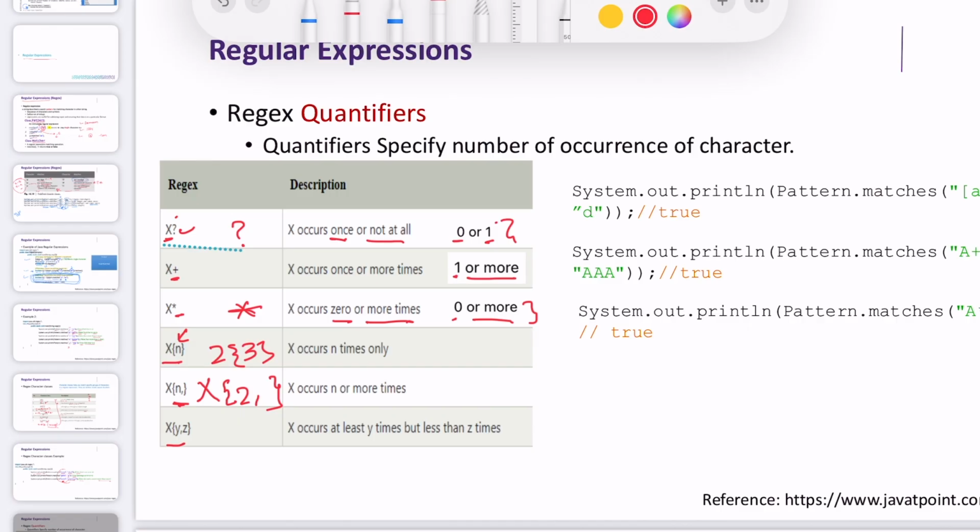Okay. Here, X{Y,Z}, so you define a range. For example, 2 to 5. It means X at least needs to be in your string 2 times and at most 5 times. More than 5 times, it will return false. Less than 2 times, it will return false.